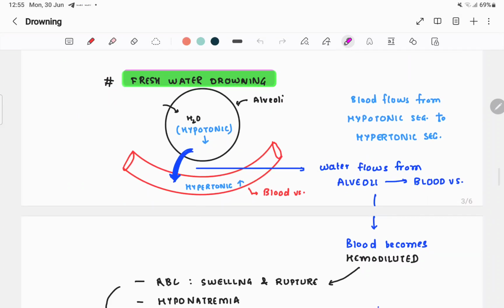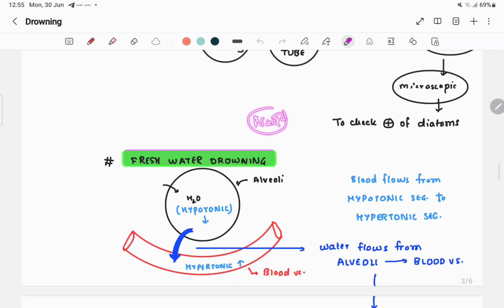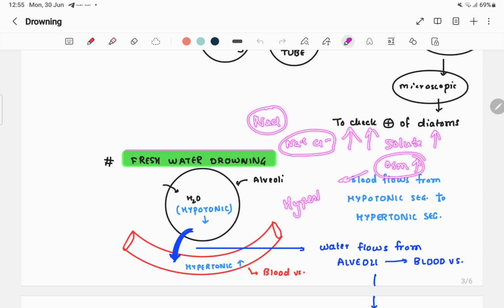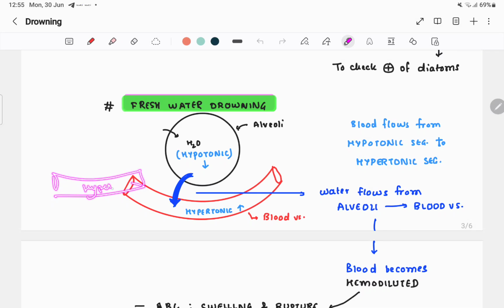Freshwater drowning. This is the alveoli. This is the blood vessel. Water here in freshwater is hypotonic because no salt is there. Whenever you add salt, NaCl, some ions will be there. Ionic concentration will increase, solutes will increase, and when solutes increase, the osmolarity increases. Due to increased osmolarity, it will become hypertonic. So saltwater is hypertonic, freshwater is hypotonic, and blood vessel is comparatively hypertonic.